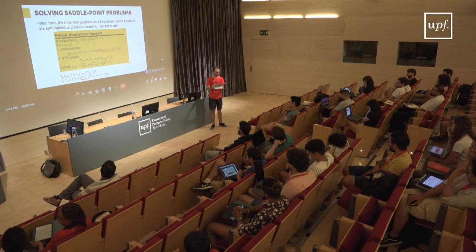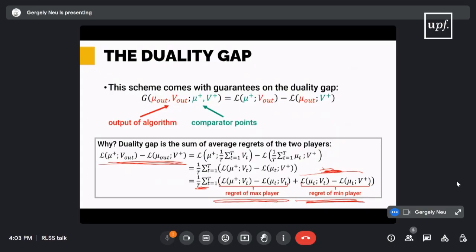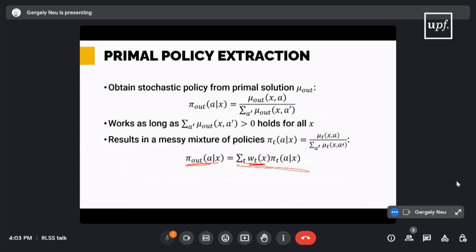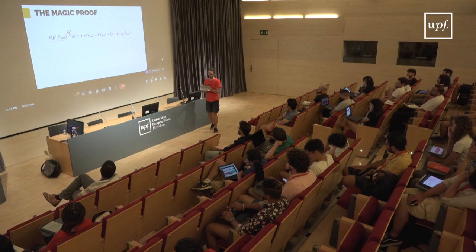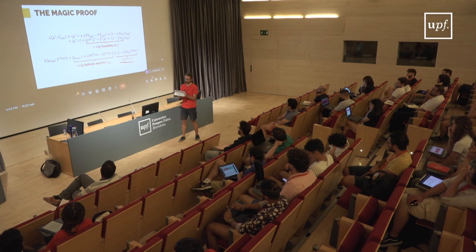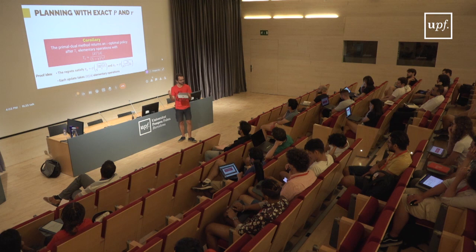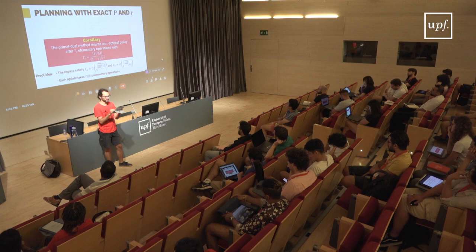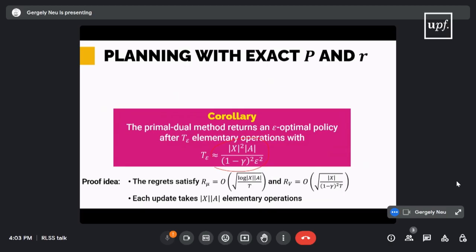And if I do that, then I know that both players are going to have regret that is bounded by square root of T, and I'm going to have an epsilon optimal policy after a given number of iterations. In particular, after 1 over epsilon squared iterations, I'm going to find an epsilon optimal policy.